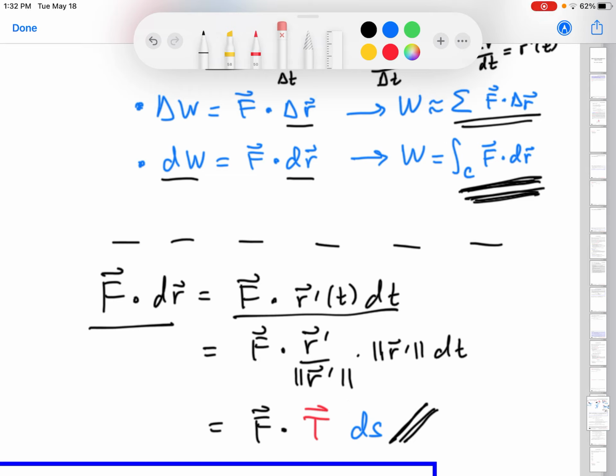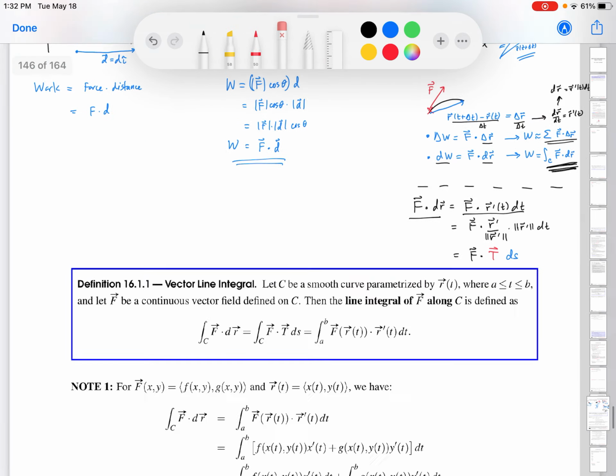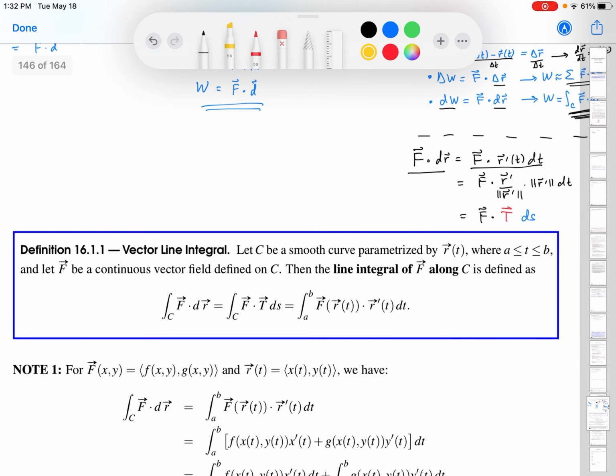That will come later. Great, so at this point we have said enough so that we can go through this definition. So let's talk about it. This one says, let C be a smooth curve parametrized by r of t, where t is between a and b. Suppose F is a continuous vector field defined on C. Great. The line integral of F along C is defined as exactly what we just motivated.